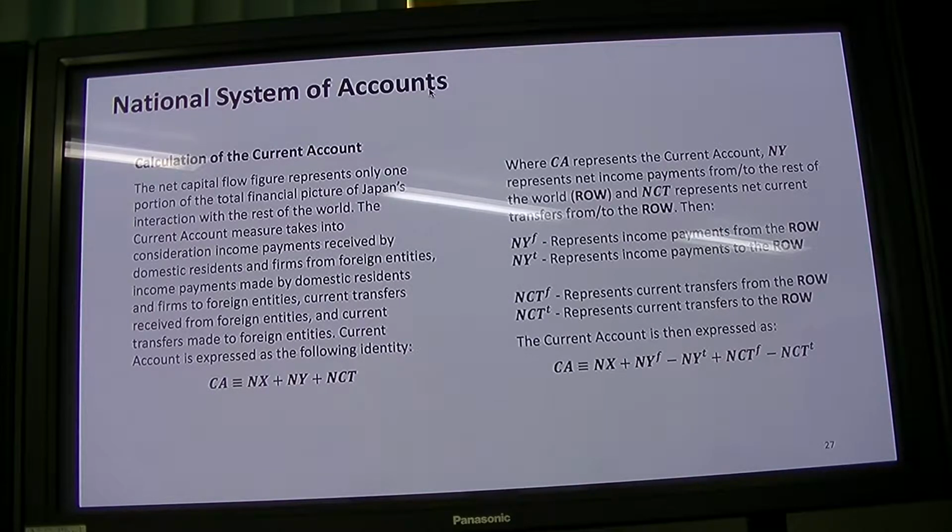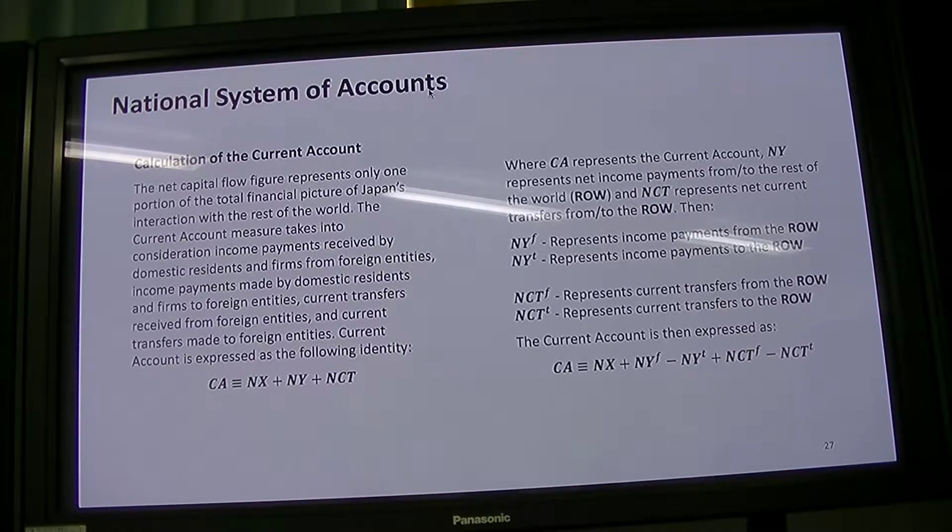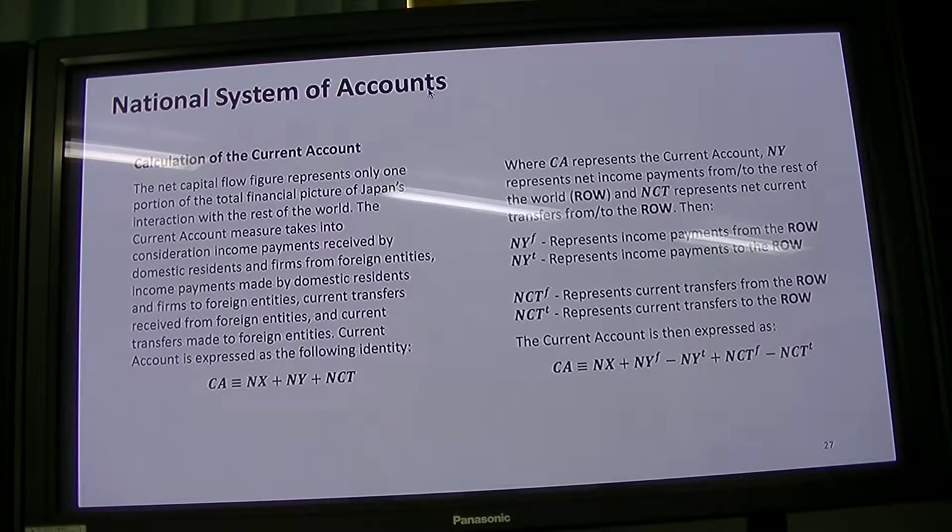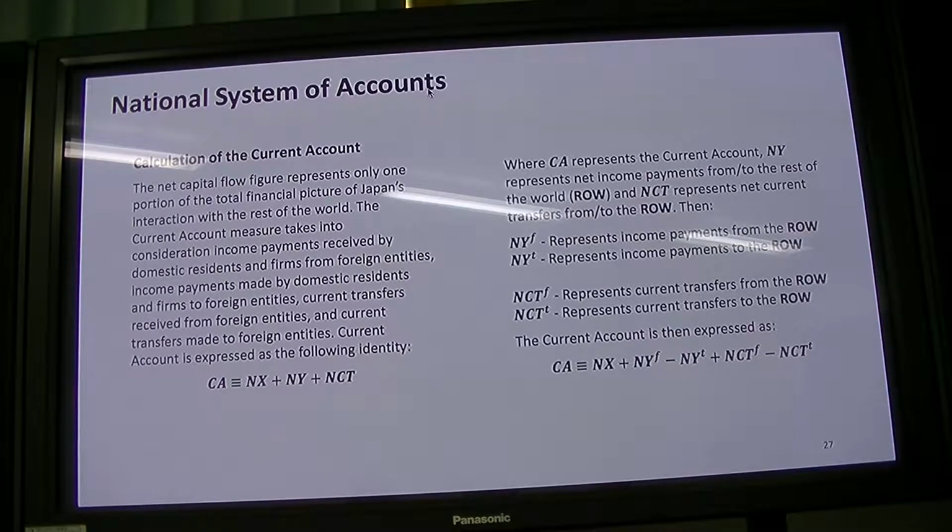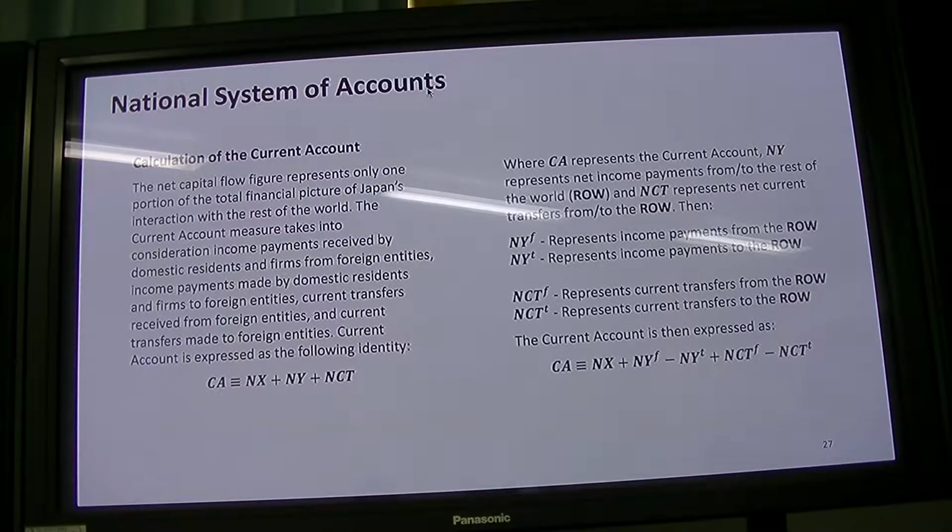If you invest in some foreign stocks and you receive payment, I believe that's going to go here. If you receive dividends, that type of thing, that's going to be here. So individuals as well as firms can receive that. If a government owns a foreign entity and receives payment, that's also going to be here. So that's that kind of payment. Next, income payments made by domestic residents.